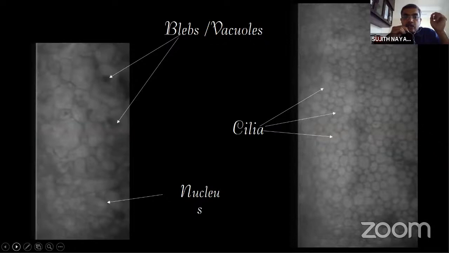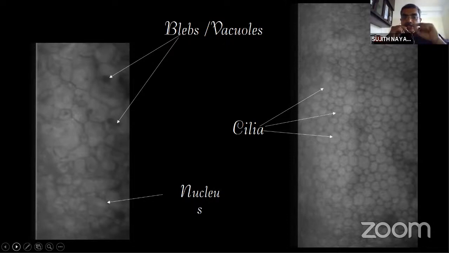Apart from that, there are a few other bodies or inclusion bodies you can see. On the left, you can see the bleb or the vacuole, which is inside the cell. You have to identify this as separate from the guttate changes. The guttate changes won't look like this. These blebs you can see inside the cell, and you can see the margins of the cell very clearly.